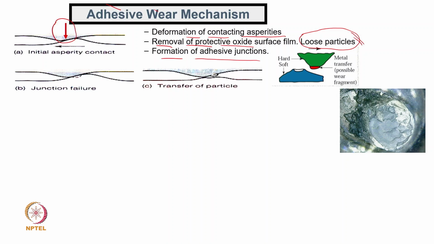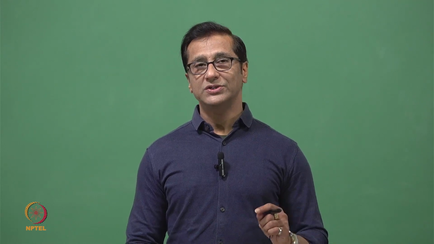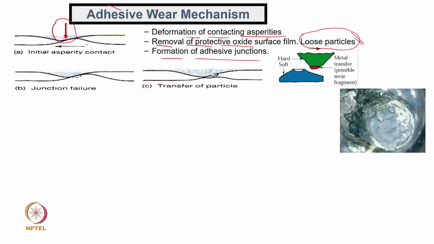So, what will happen? Naturally, we need to separate these two surfaces, and we already learned in lecture 3 that there will be an adhesion junction and we need to break it. When you break it, you can see a material transfer happening. Material from surface 2 has shifted to surface 1. On a bigger scale, we are showing here a hard surface taking material from a soft material.